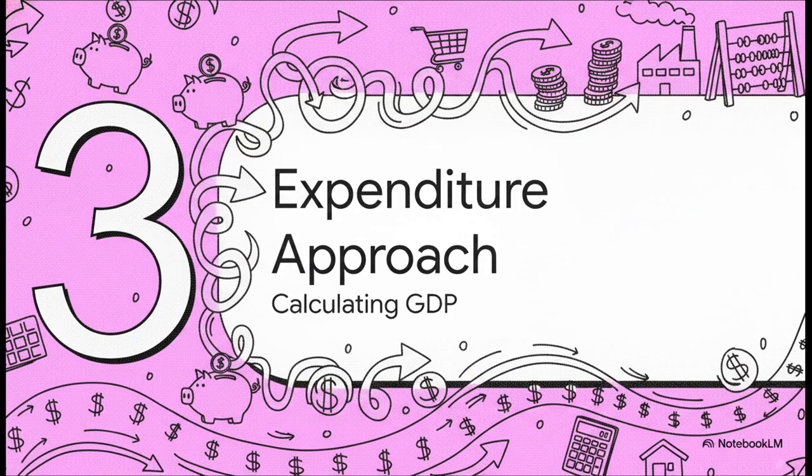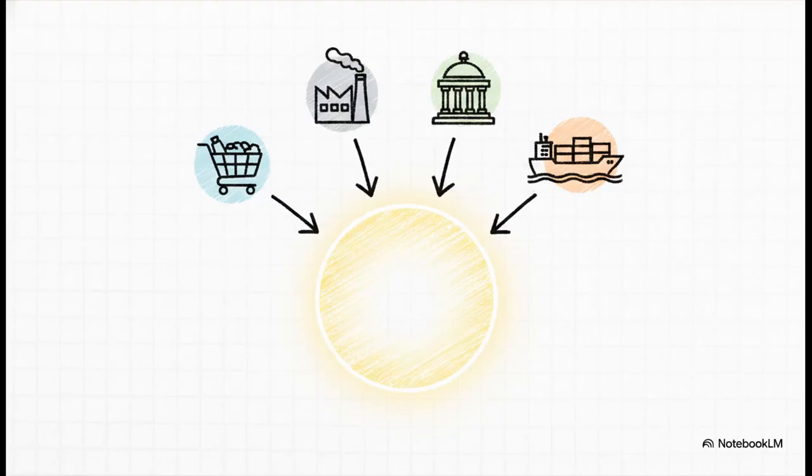Up next, section 3, the expenditure approach. What's totally fascinating to me is how economists can take that massive, tangled flow diagram we just mapped out and boil it down into a remarkably simple mathematical formula. The expenditure approach calculates GDP just by adding up all the spending for final goods over a set time period. That's it. GDP equals C plus I plus G plus X minus M.